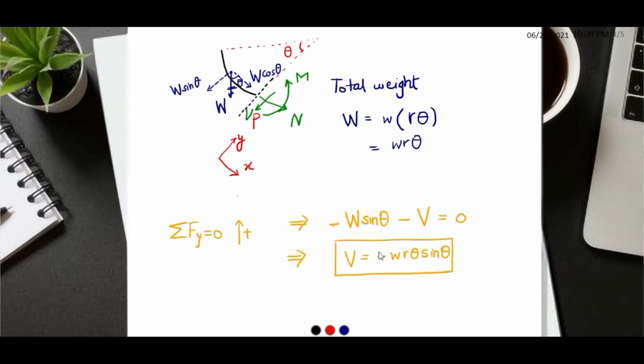Note that these sign conventions which I am using are widely used in all the books of civil engineering.